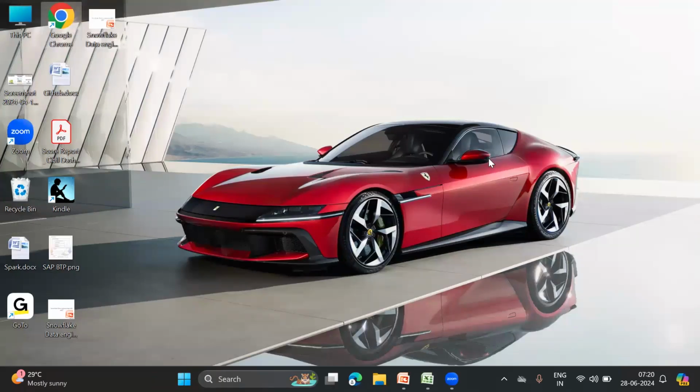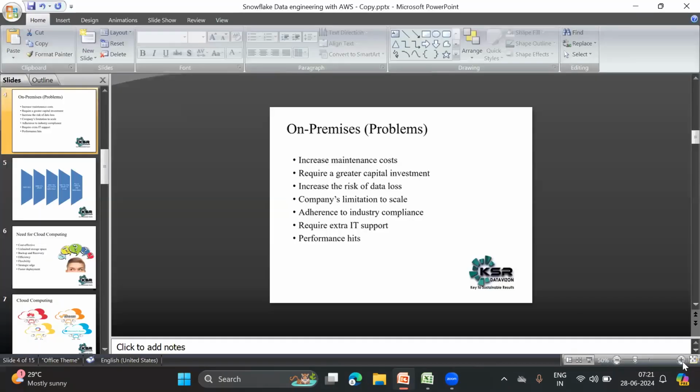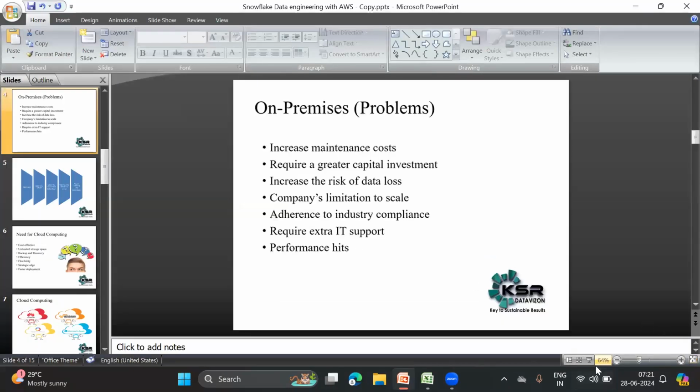Can someone tell me which car this is? I think this is the Ferrari electric one. 12 cylinder. Okay, so this is a new car where Ferrari is going with 12 cylinders. And this is very bad economically. Okay, so it has 12 cylinders. Okay, thank you. So here you can see that.